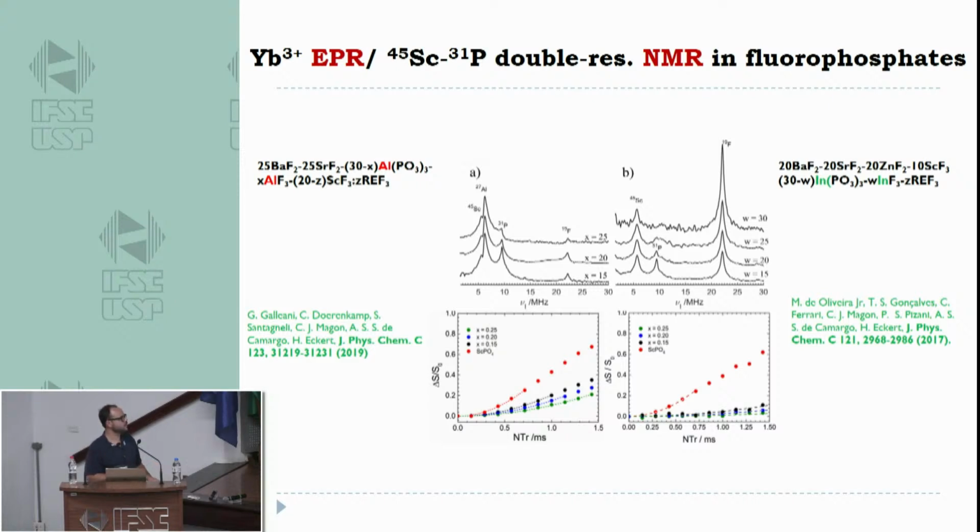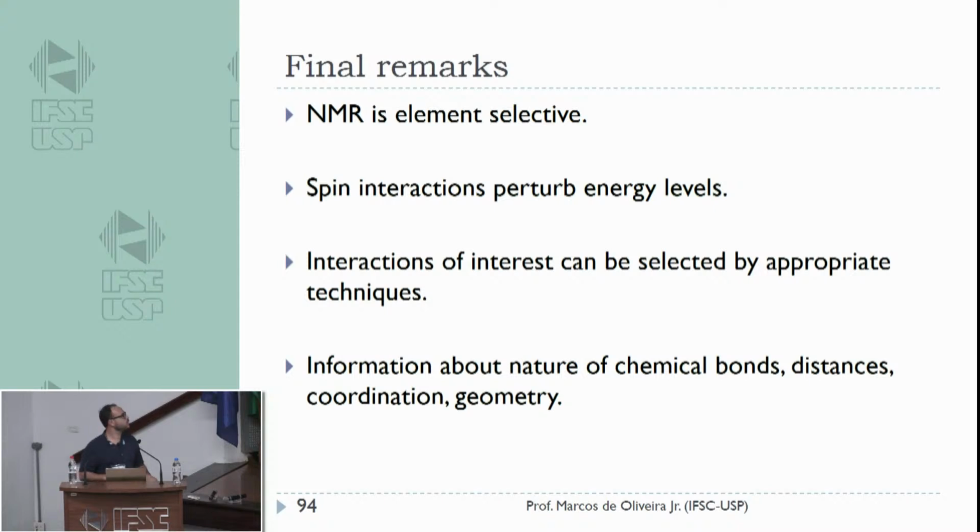Meaning that the interaction of phosphorus with fluorine, and of scandium with phosphorus, is small, is always small. And then scandium is preferentially connecting to fluorine species, as the EPR was already suggesting. So just as final remarks, first, NMR is element selective.